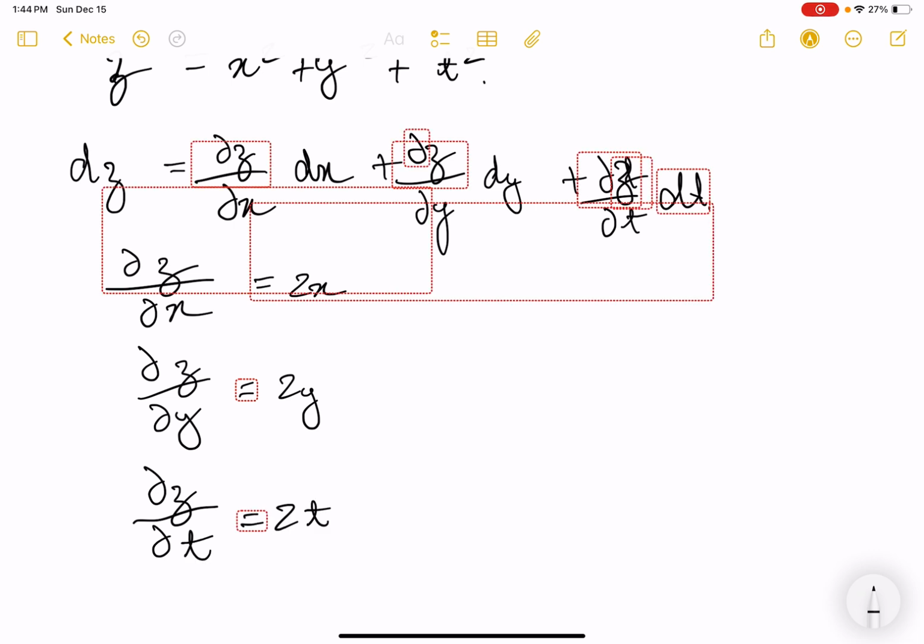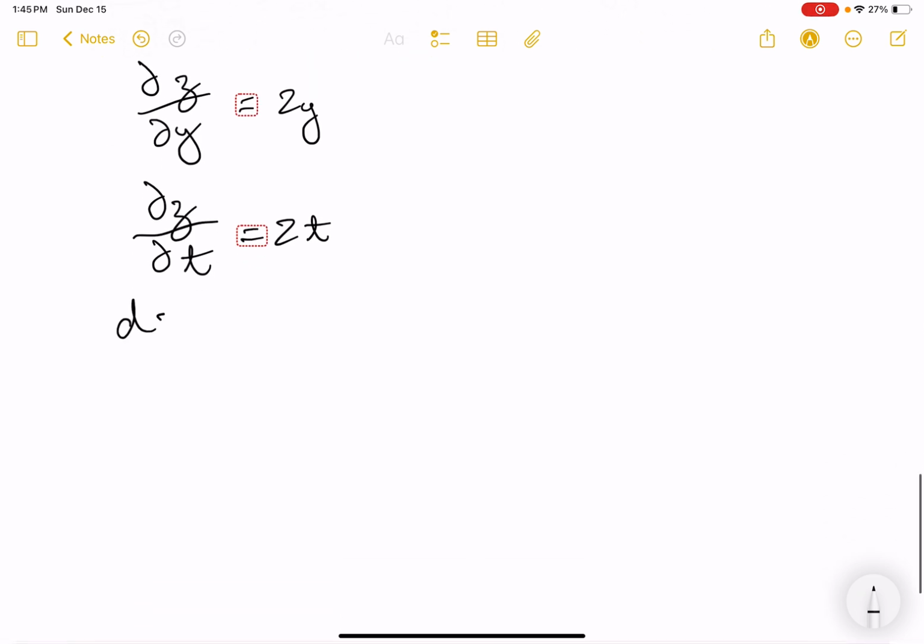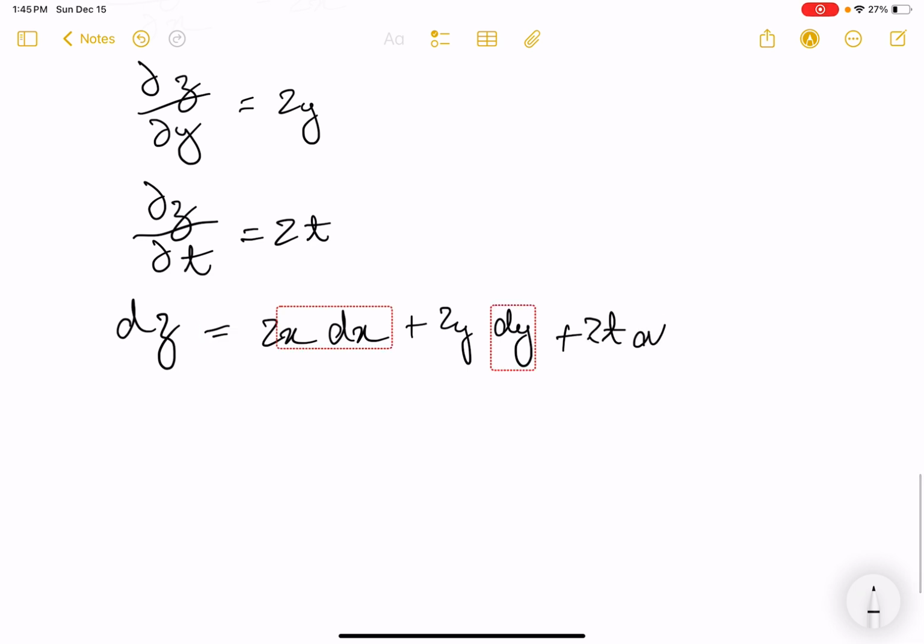So what does this mean? This means that dz is going to equal 2x dx plus 2y dy plus 2t dt. This formula tells us the total change in z based on changes in x, y, and t. If t is equal to 0, the dt term disappears, simplifying the differential.